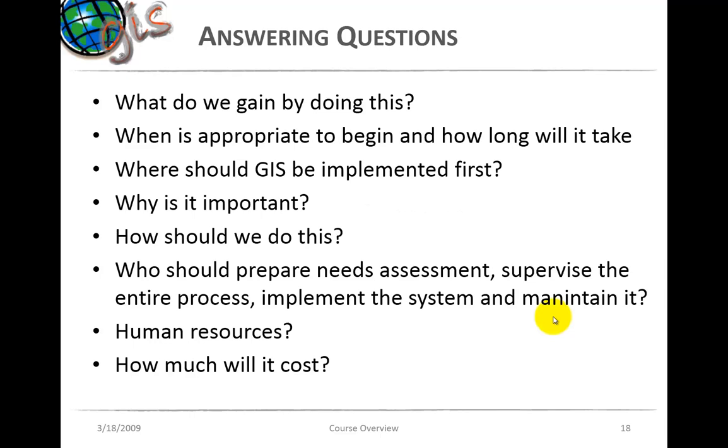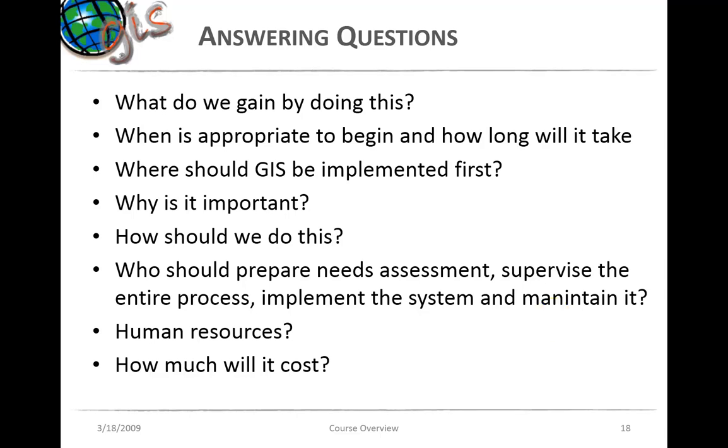So again, you need to answer so many different questions before you go on investing this, I don't know how much, it depends on what kind of a system. It could be anywhere from a couple of thousand to up to 40, 50, even $100,000. So it really depends on what it is you're trying to set up here. Again, you need to keep answering these questions like, what do we gain by doing this? When is it appropriate to begin, and how long will it take? Is it going to take 2 months?